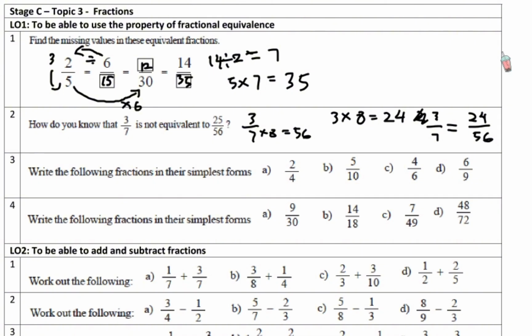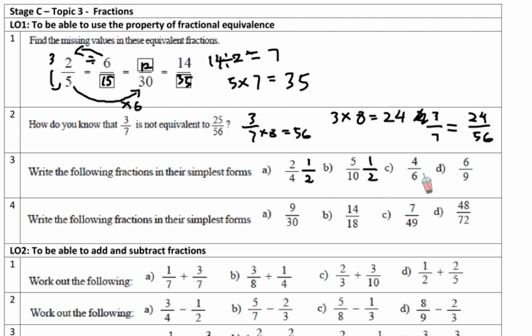Question 3. Write the following fractions in their simplest form. To write the fractions in their simplest form, we have to find a number that can divide both the numerator and denominator. So for question A, we can divide these numbers by 2, so the answer should be 1 over 2. And for B, we can divide these numbers by 5, so it will be 1 over 2 as well.